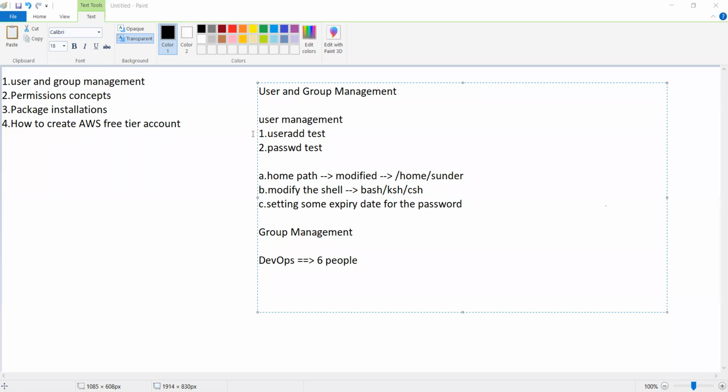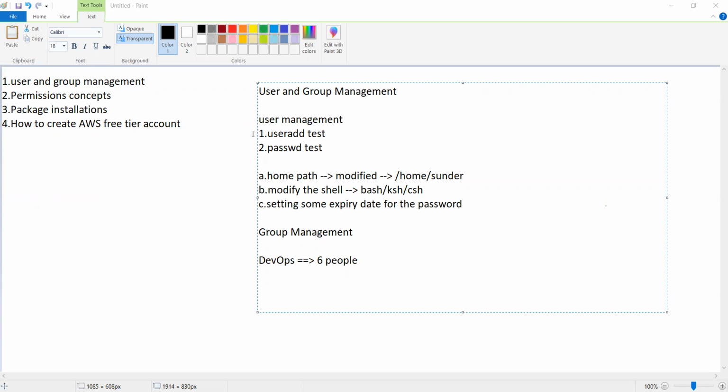In group management, 2 things we will do. One is creating a group, and the second is adding the users to my group. So these are the 2 things we will do in group management, right? So this is basically user and group management. These are the 2 things which a Linux system administrator generally takes care of in real time.